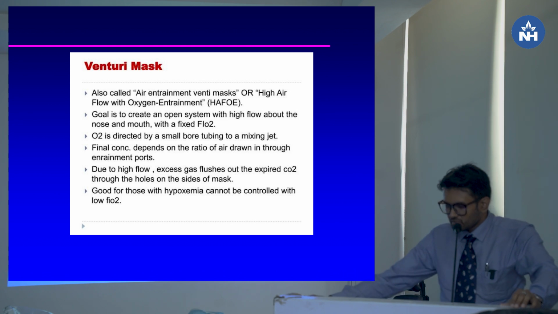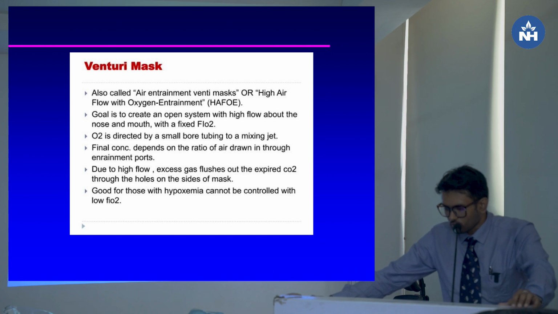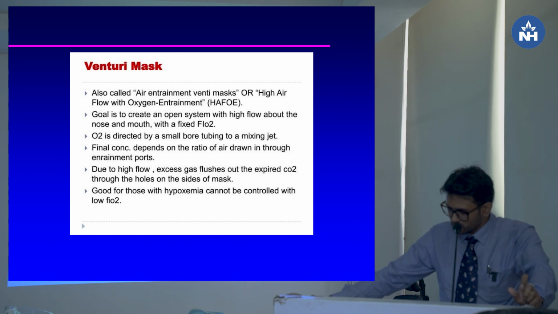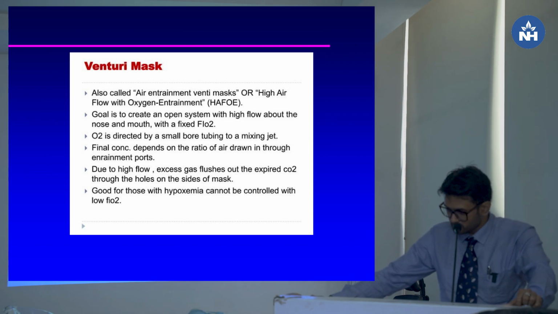So with that principle, we have the Venturi mask. The goal is to create an open system with high flow about the nose and mouth with a fixed FiO2. Oxygen is directed by a small bore of tubing to a mixed jet. Final concentration depends on the ratio of the air drawn in through the entrainment port. Due to high flow, excess gas flushes out the expired CO2 through the holes on the side of the mask. So this is good for those with hypoxemia that cannot be controlled with low FiO2.